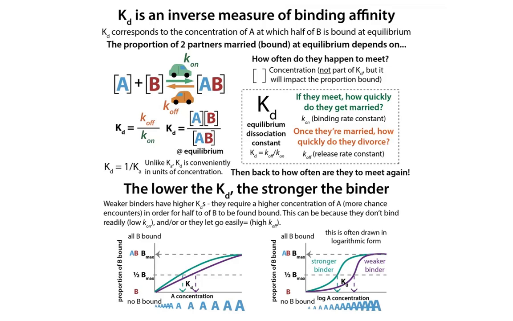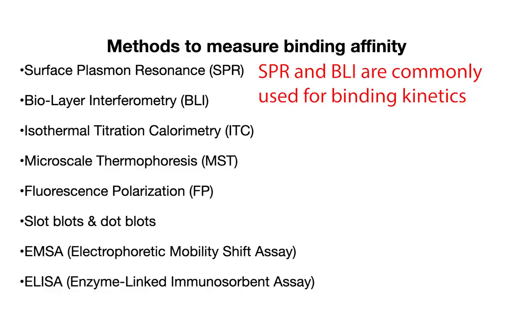Remember that something can have a lower KD, so a higher affinity, either because it binds more quickly or because it comes off less frequently. So a higher K on or a lower K off, or it could also be some combination of the two. Once you're measuring at equilibrium, you don't know anything about that. Some of the methods are actually going to be able to tell you those kinetic parameters, your K on and your K off. But if you're just measuring things at equilibrium, you're not going to know.